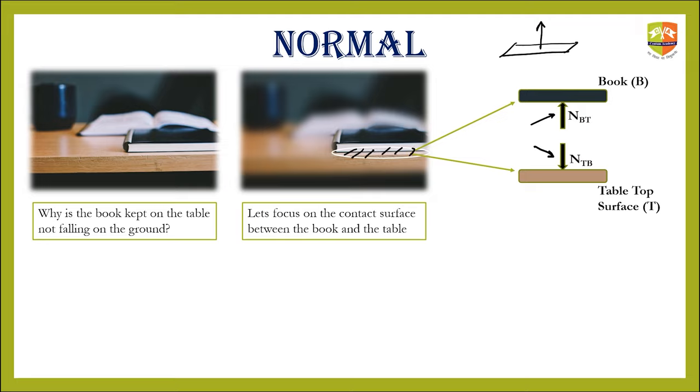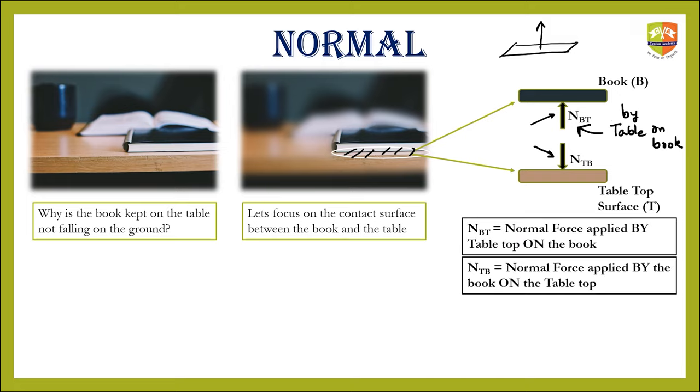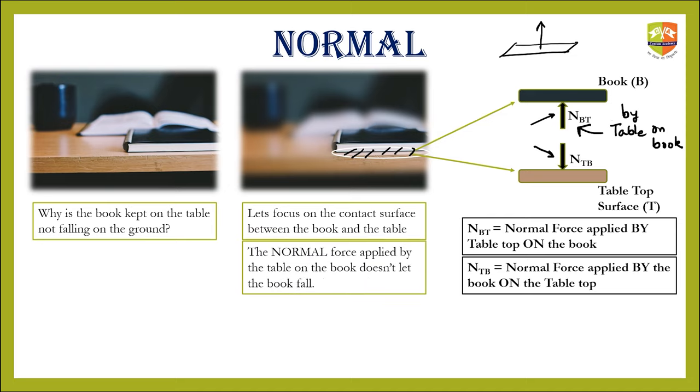So these are the two forces which are acting here at this interface. This force is the force applied by table on book, and the other one is vice versa. That is, the book is applying the force on the table. So these are the nomenclature. Now the normal force applied by the table on the book doesn't let the book fall.